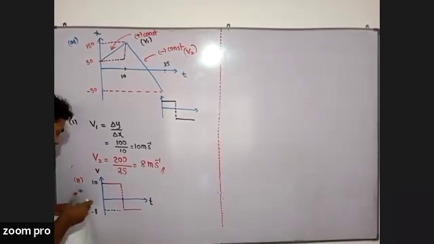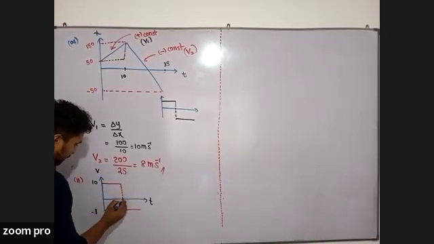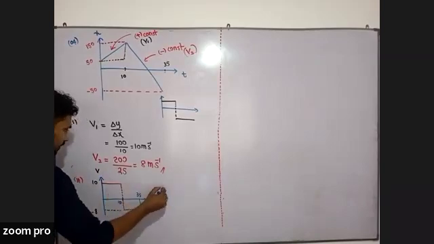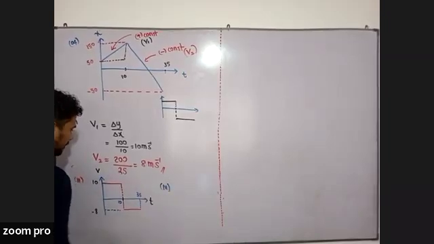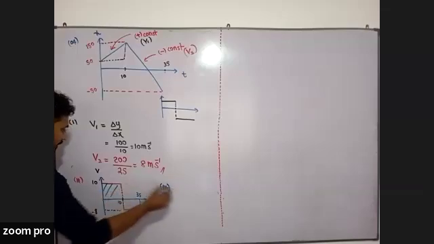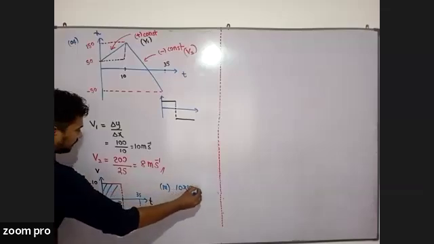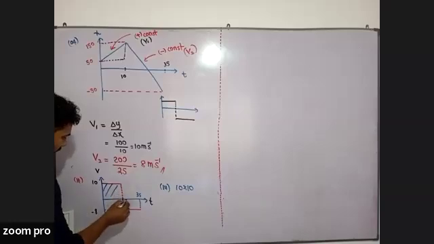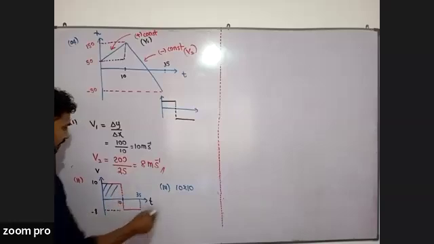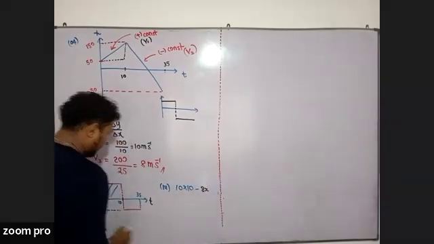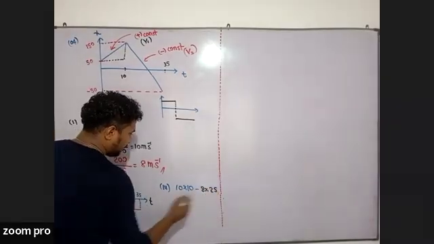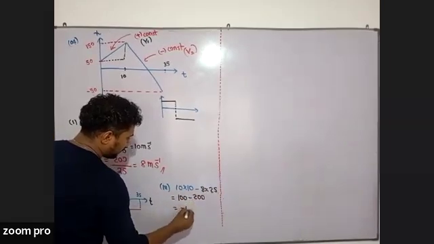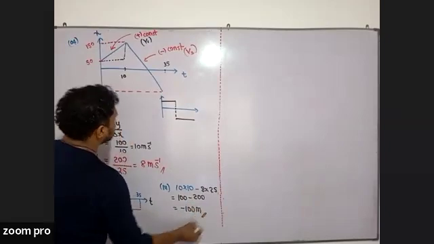So this should be 10. This should be 10. This should be 35, right? So in the third question, we have to consider the area. So this area can be obtained by 10 into 10 plus, sorry, by minus 8 multiplied by 25. So it should be 100 minus 200. So the answer should be minus 100 meters.